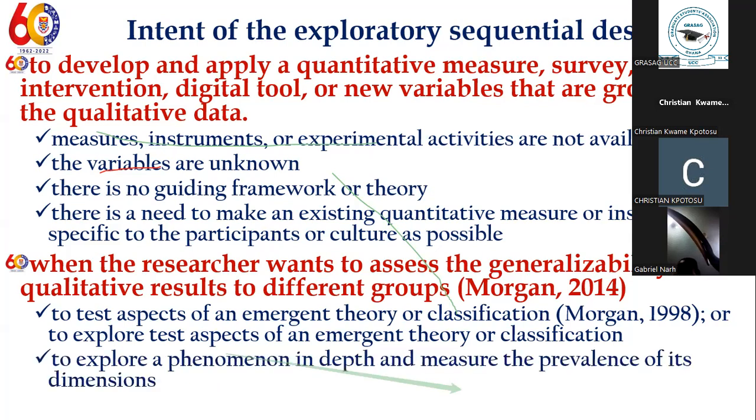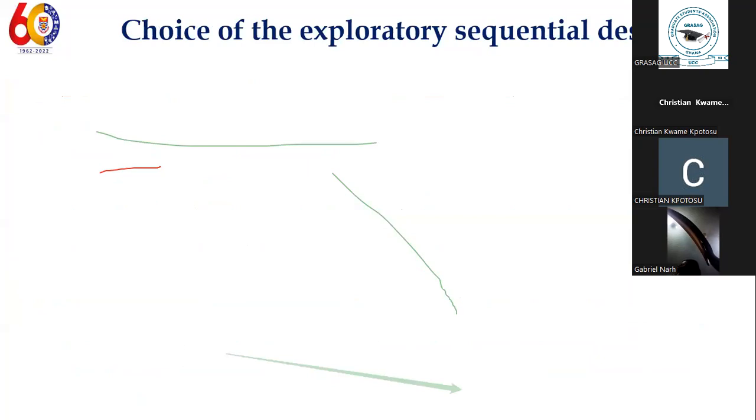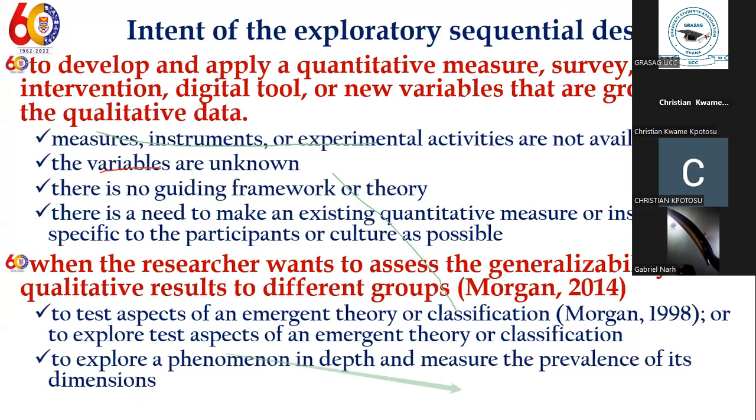The second one under this intention: if you want to explore a phenomenon in depth and you want to measure the prevalence of its dimensions, the in-depth exploration here will be from qualitative data collection. The prevalence of these dimensions among individuals has to go through the quantitative aspect. So we see that when we have these intentions in conducting research, some of these designs should come in handy. They should be of help to us so that our work flows smoothly.